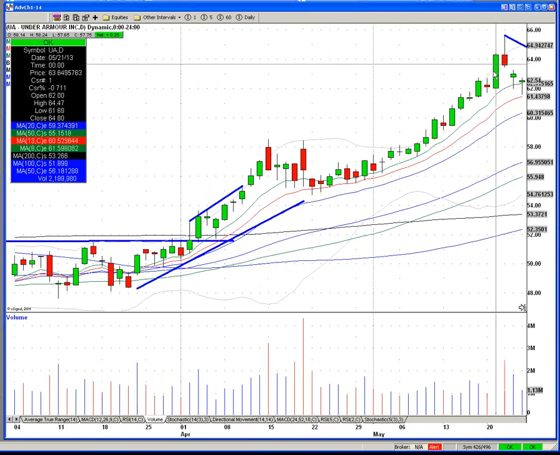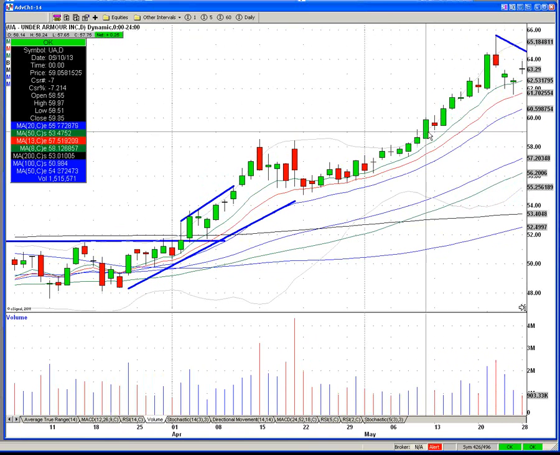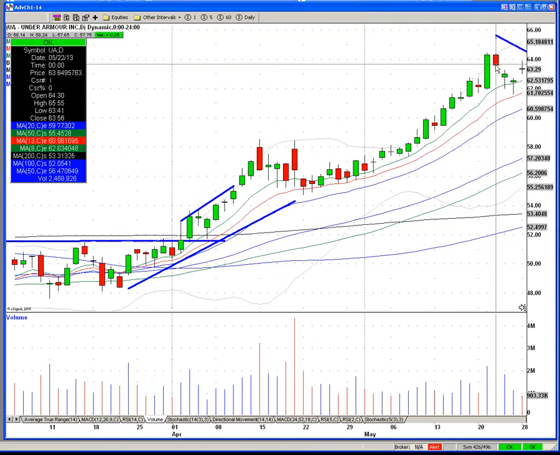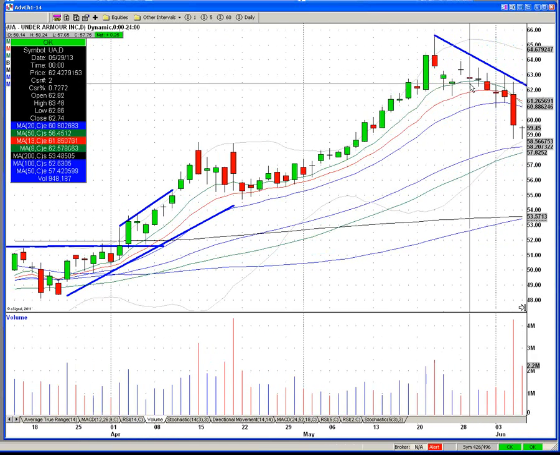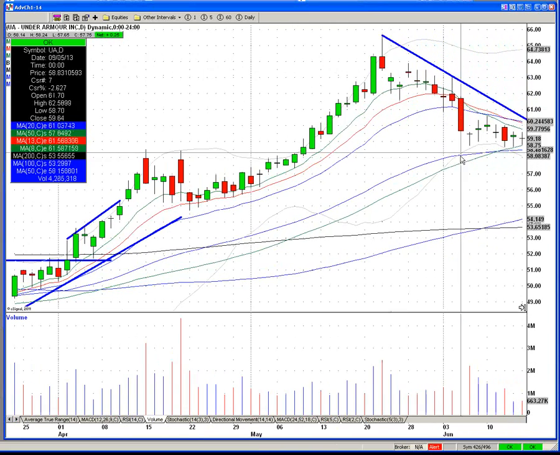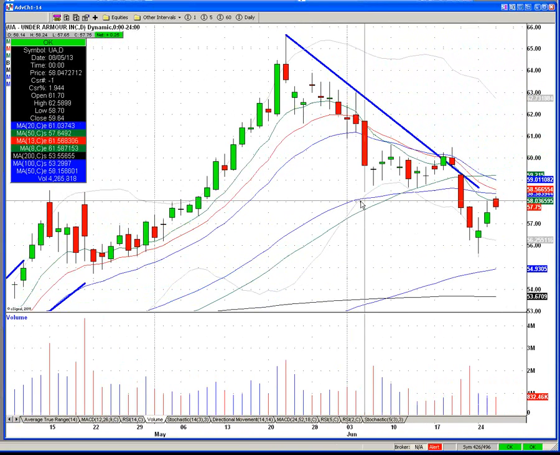And for the following day, you can see the stock had a really strong run up in May, and then it turned around, and it was definitely a viable shorting opportunity here into the latter half of May, and it's been correcting ever since.